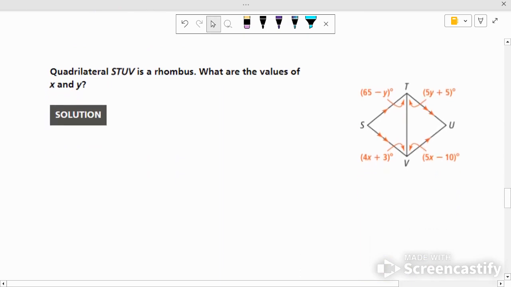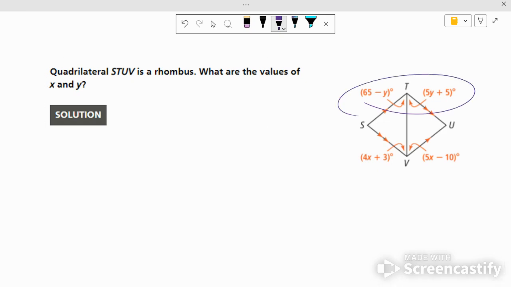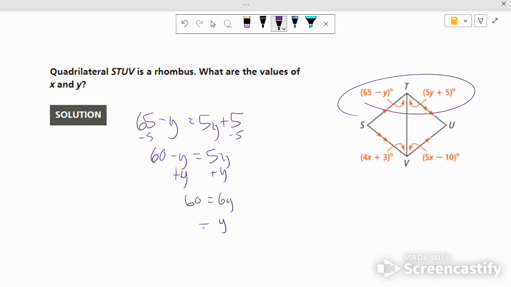Okay, it says this is a rhombus. What do we know about angles of a rhombus like this? They are equal to each other. So figure out what y is. 65 minus y equals 5y plus 5. So 60, if we subtract 5 from each side, minus y equals 5y. Adds y. So 60 equals 6y. Y equals 10.